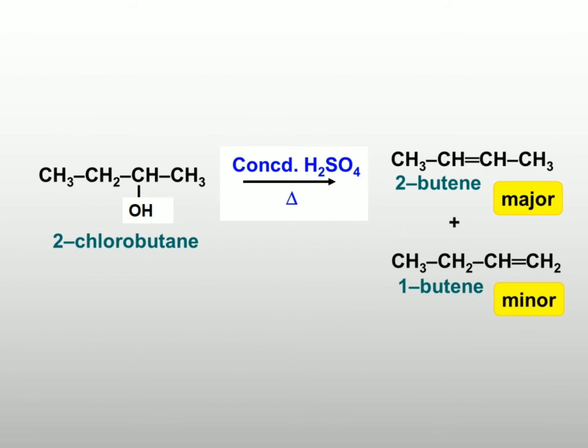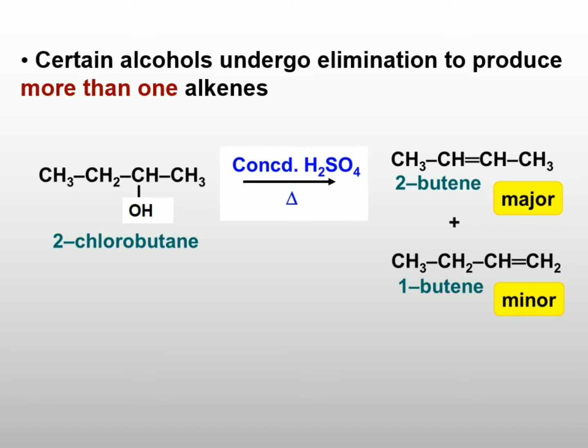Next we are going to see that certain alcohols might produce more than one alkene during elimination. For example, 2-butanol. I'm going to eliminate one hydroxyl group and one hydrogen atom from the compound. I can either eliminate the hydrogen from the third carbon or the hydrogen from the first carbon. When I remove the hydrogen and the OH, if the hydrogen is removed from the third carbon, I will get 2-butene. And if the hydrogen is removed from the first carbon, then I will get 1-butene.